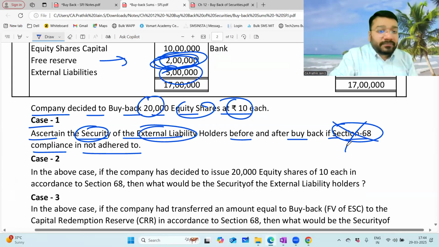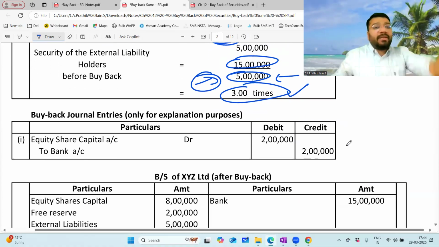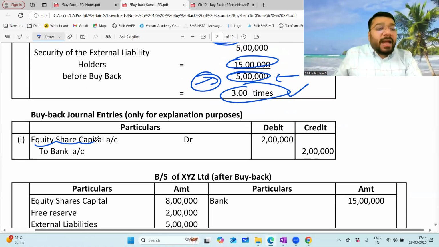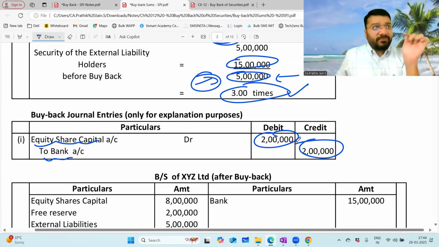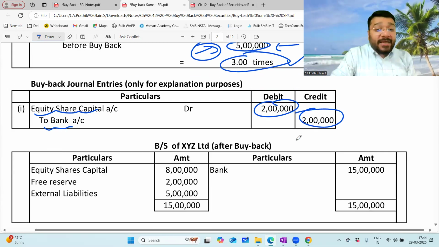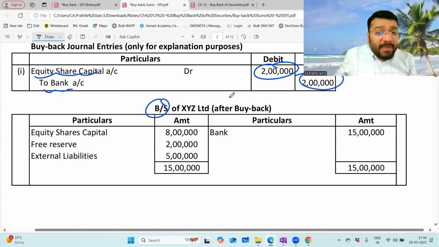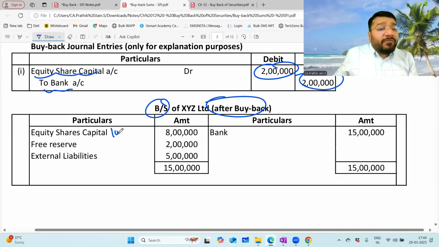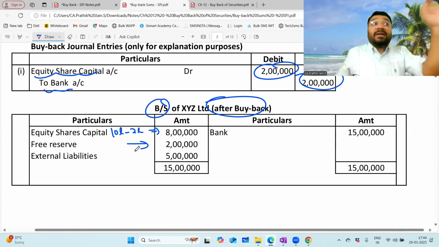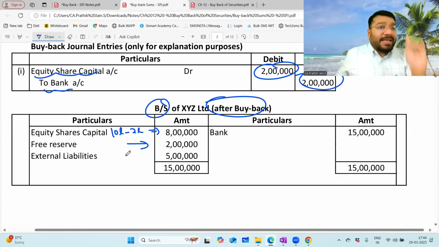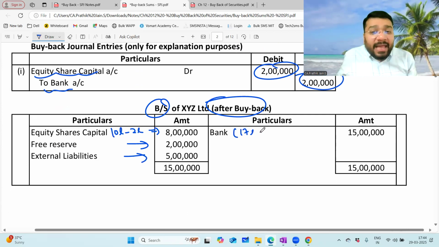68 is not complied with. Just remember. Now you're doing the buyback. It means what? Equity share capital account debit, to bank, 2 lakh and 2 lakh. Correct? Capital to bank. After this, if I prepare the revised balance sheet after the buyback, can I say capital from 10 lakh, if 2 lakh is gone, how much is it? 8 lakh. Free reserve, we didn't even touch in the entry, so it will remain as it is. External liabilities as they are. In bank, we had 17 lakh rupees, 2 lakh we have repaid. How much is it? 15 lakh.